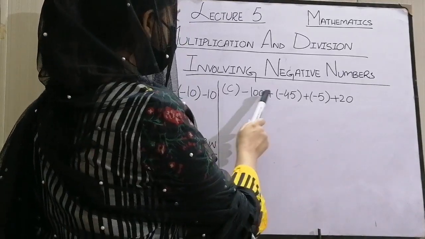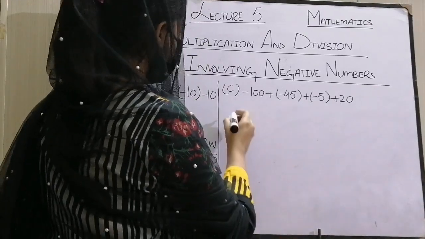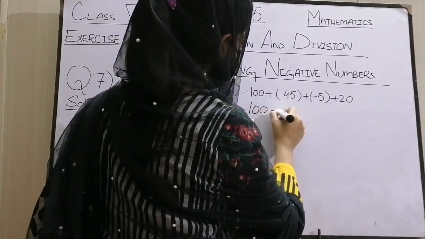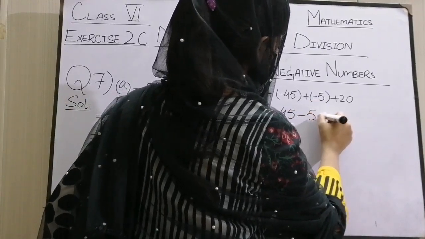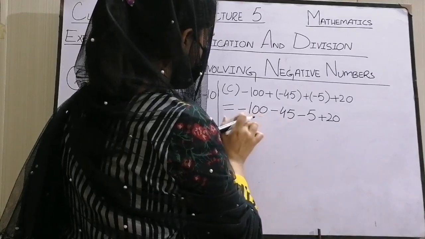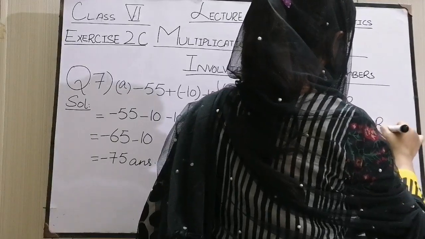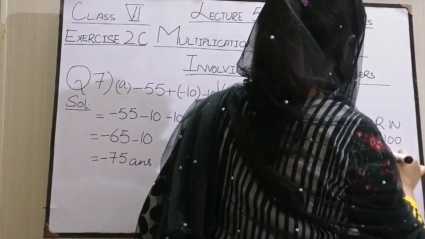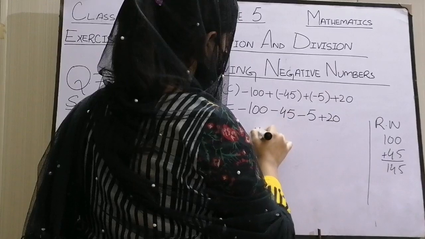Part C is minus 100 plus minus 45 plus minus 5 plus 20. Solve the brackets first. Minus 100 plus minus minus plus minus minus. Solve these two first. These two have same signs with them. You have to add them up in rough work. So it becomes 145.